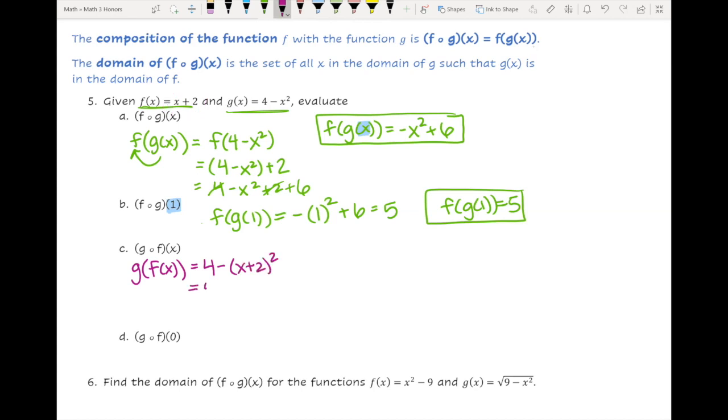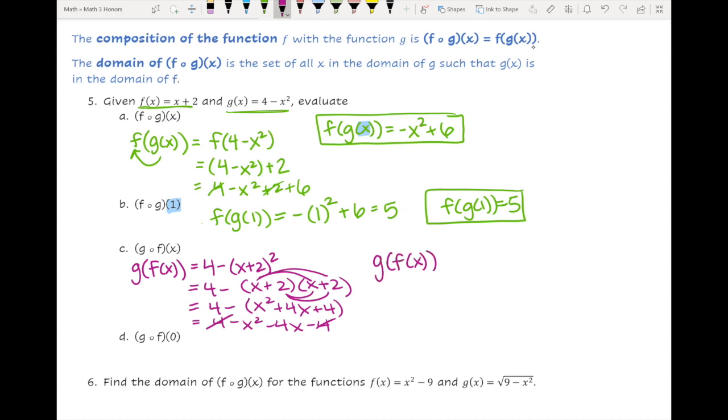To simplify, I'm going to have to distribute x plus 2 times x plus 2. Now keep in mind I'm subtracting the whole thing. So I will end up with x squared. I got a 2x and another 2x, so 4x. And then 2 times 2 is 4. Okay, so I have to subtract that whole thing. This means I get 4 minus x squared minus 4x minus 4. My 4 minus 4, those add up to 0. Those are gone, which means my entire g of f of x is negative x squared minus 4x.